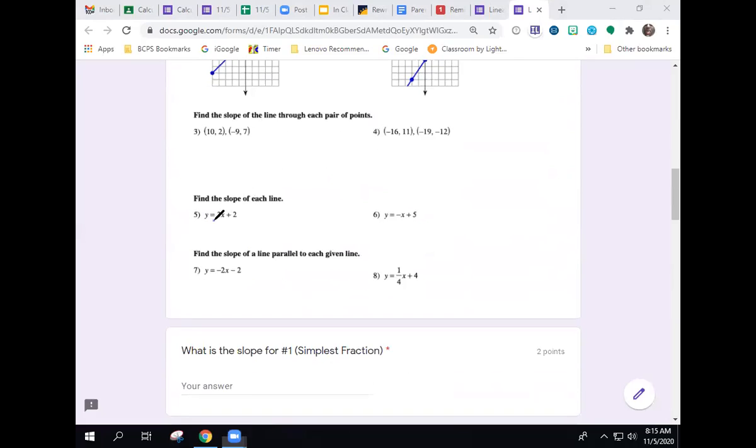Find the slope of each line. The slope is just m, so the slope is 3. Find the slope of the line parallel. The slope of the parallel line is the same, so -2. So for these, you're just pulling them out of the equation, okay?